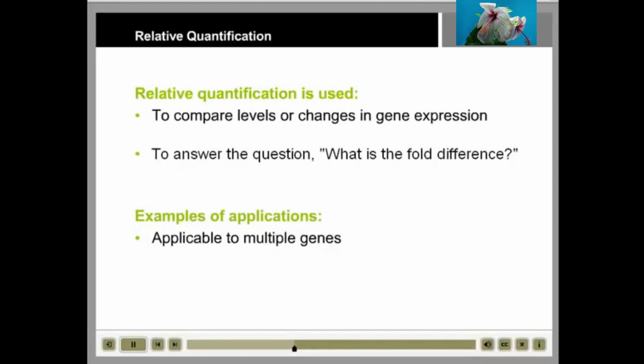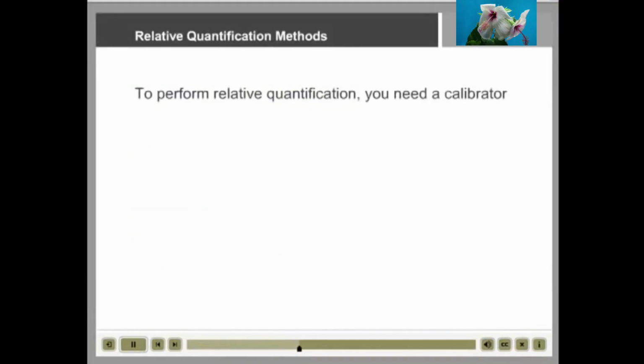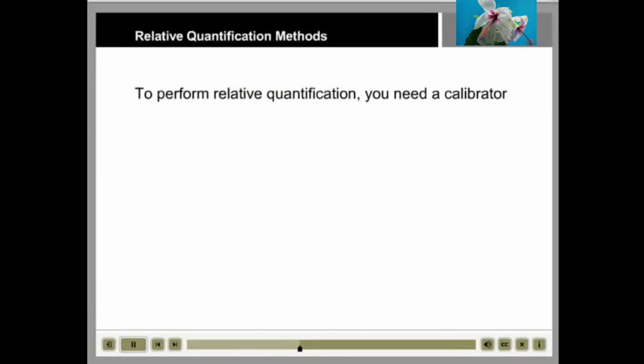Almost anyone interested in gene expression and regulation is interested in relative quantification methods. Three examples of applications in which relative quantification might play a part are siRNA, or RNAi-induced gene silencing, developmental biology, and disease research. Where absolute quantification required a standard template of known concentration, relative quantification requires a calibrator sample. The calibrator sample ensures that the comparison is made between equivalent amounts of starting sample.